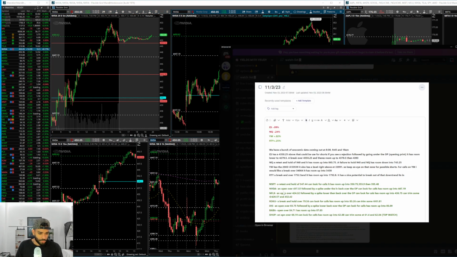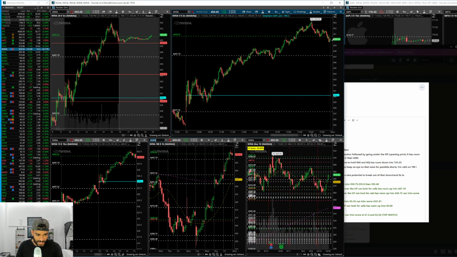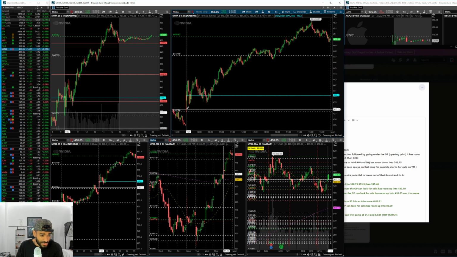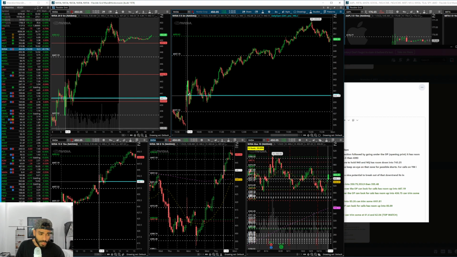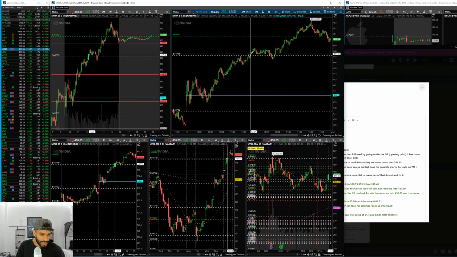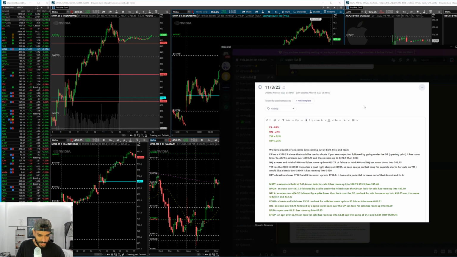What I wrote on NVIDIA: open over 437.32, followed by a spike under the level, then back over the opening print, which is the open. Can look for calls. It has room into 447.19. What did NVIDIA end up doing, guys? It spiked under the level slightly. It went to 437.23. The level was 437.32. So it spiked under the level, then it got back over the open, which is the blue. You could have gotten some calls. You would have held. You would have made some great gains on NVIDIA as well, guys.